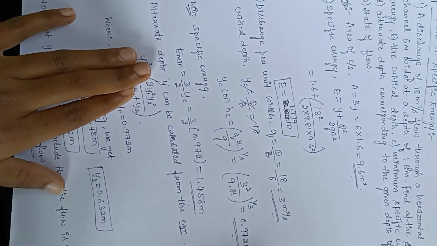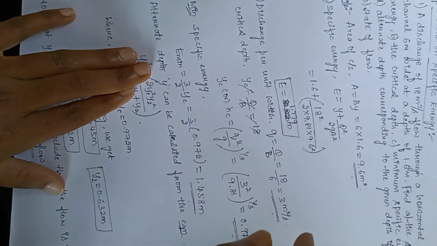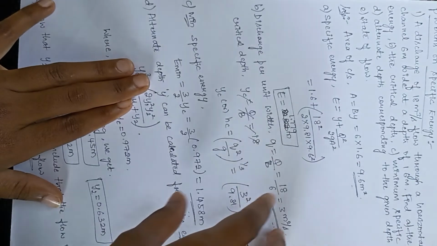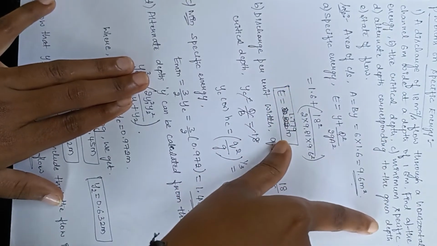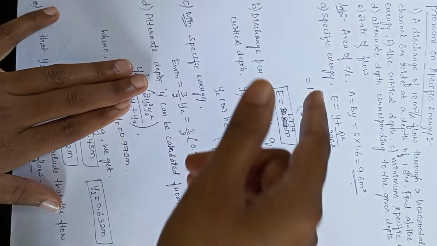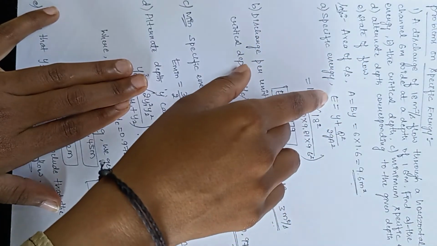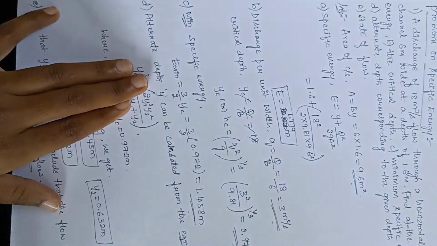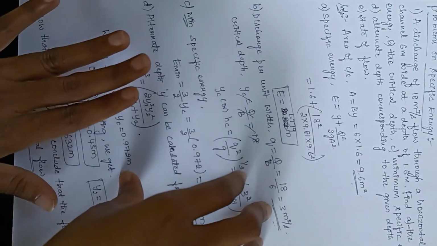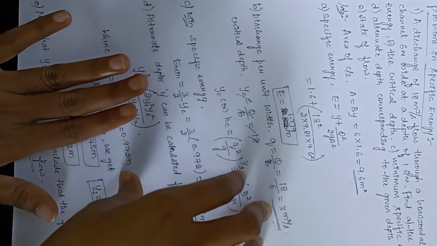Now with this given data we have to find the specific energy, the critical depth, the minimum specific energy, as well as the alternate depth corresponding to the given depth, and also the type of flow taking place in the channel. Now let us start finding the specific energy in the channel.